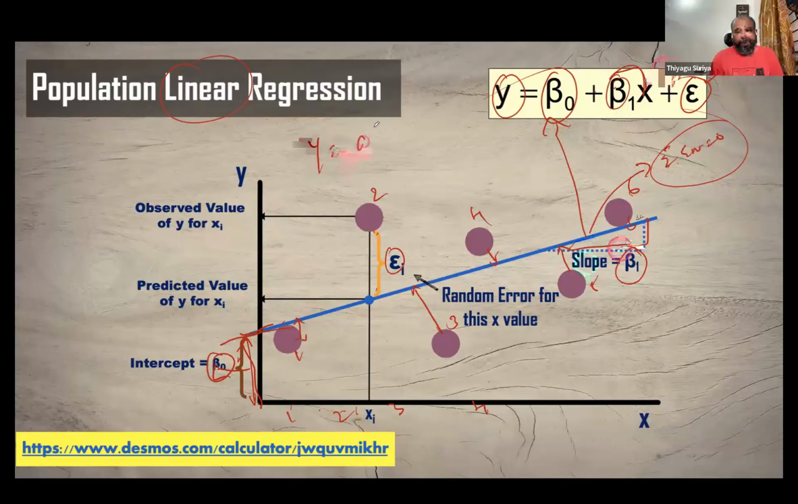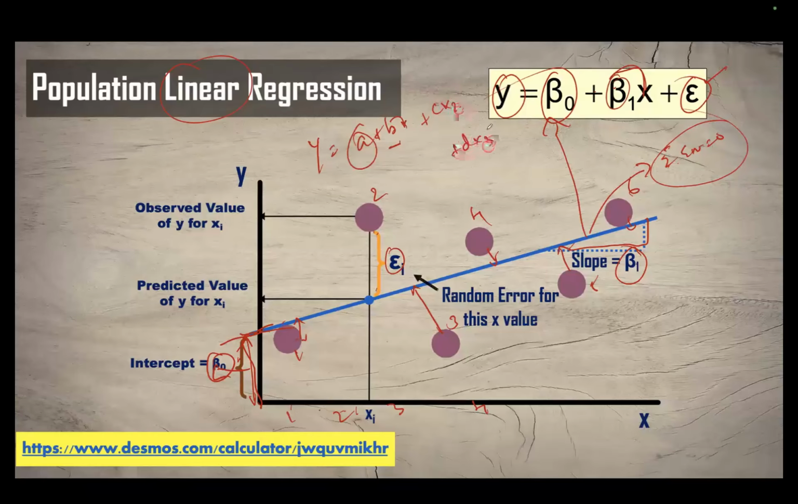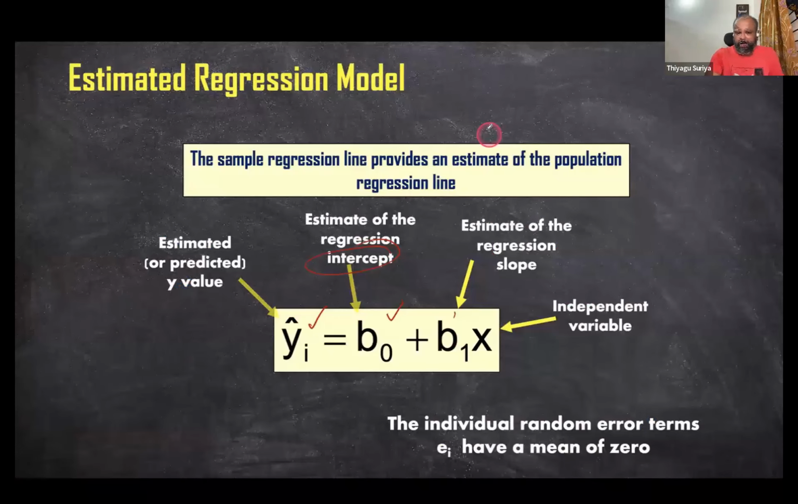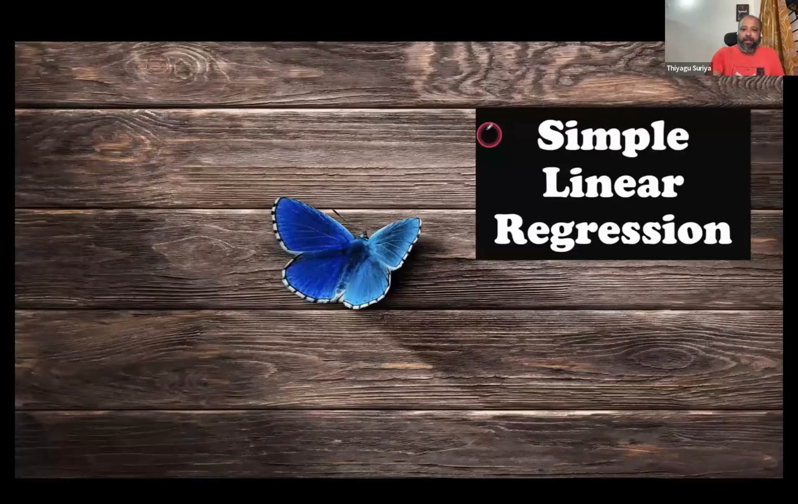Y is equal to, I'm writing this, A plus BX. A is a constant value, it's called the intercept. B is the coefficient of X, right? That is, B is nothing but the slope of the straight line, right? Any doubts? Suppose you have a second one, then C X2 and D X3, like this it may extend, based on the number of independent variables. So this is the way multiple regression happens.